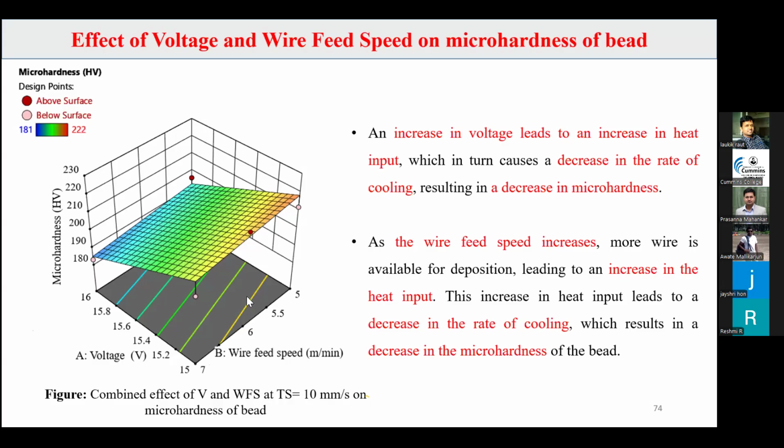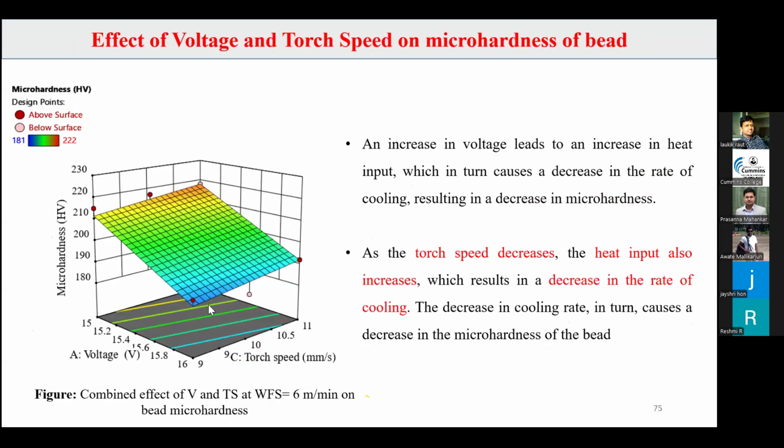Then wire feed speed. As we increase the wire feed speed, more wire is available for deposition. As more wire is available, again the heat input increases. As the heat input increases, again there is a decrease in the micro hardness, which you can observe from here. So this conclusion can be drawn. Then this is the combined effect for voltage and torque speed by keeping wire feed speed constant. As we decrease the torque speed, we are again increasing the heat input, and that will decrease the rate of cooling, and that will decrease the micro hardness.